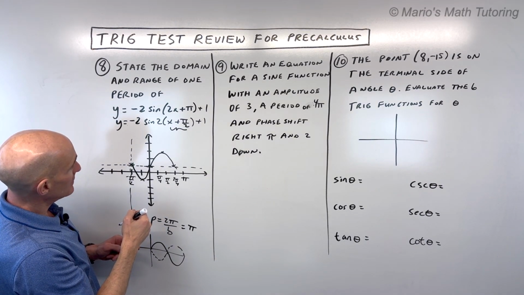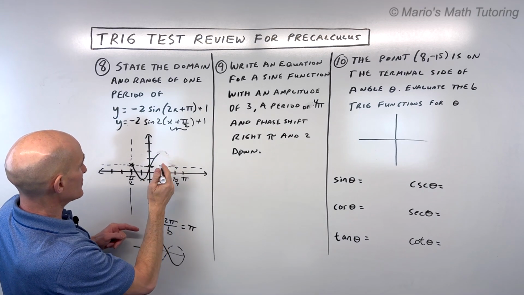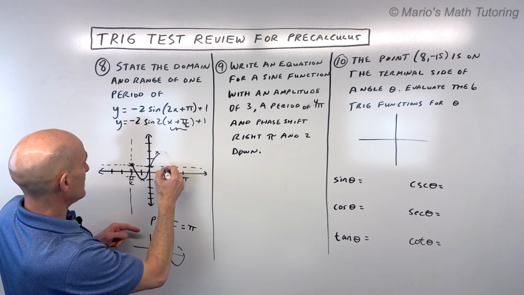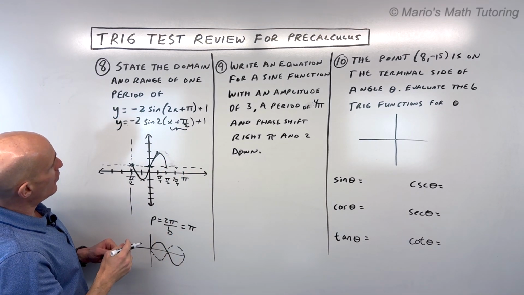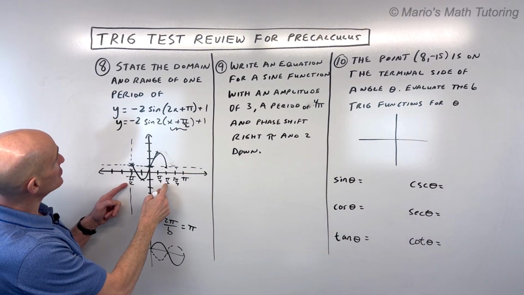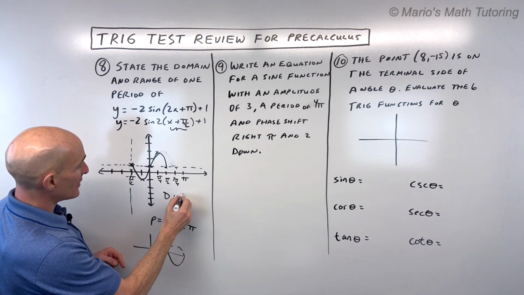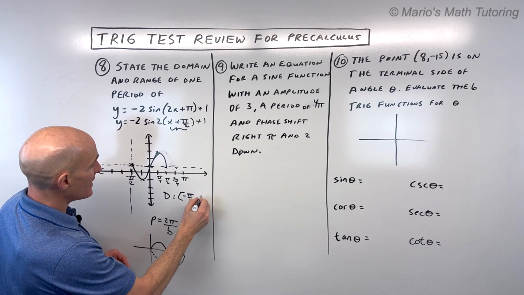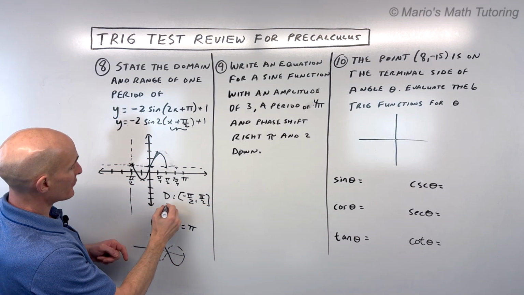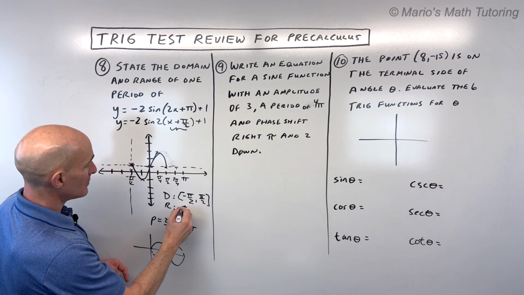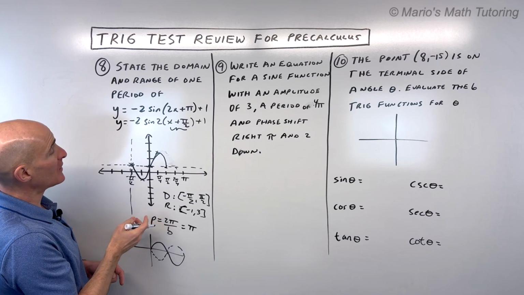And let's see here. I think I got a little bit off here. Let me fix this a little bit. So this is actually going to be right here, and this is going to be right here. There we go. Okay, so now one period is going from negative pi over 2 to positive pi over 2. So that would be our domain. So let's write it like this, negative pi over 2 to positive pi over 2. Our range is going from -1 to 3, with the bracket, including -1, including 3. And that's the domain and range of just one period.